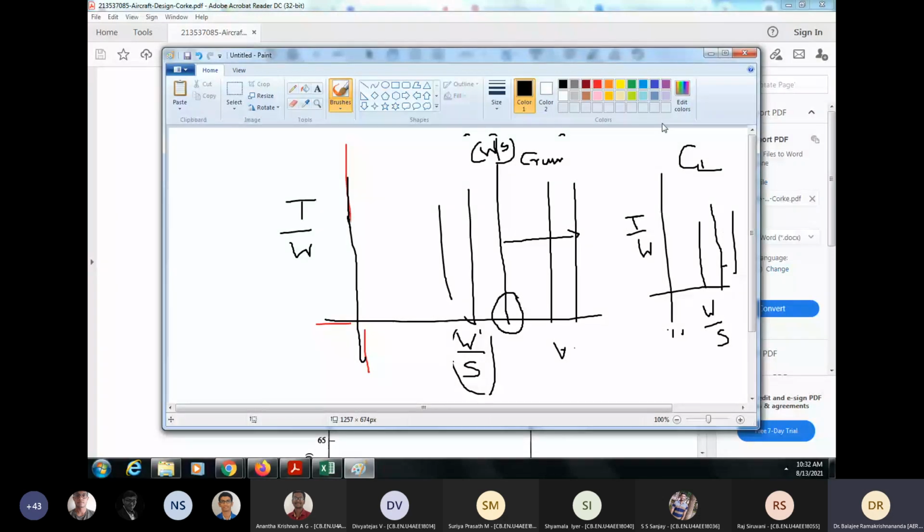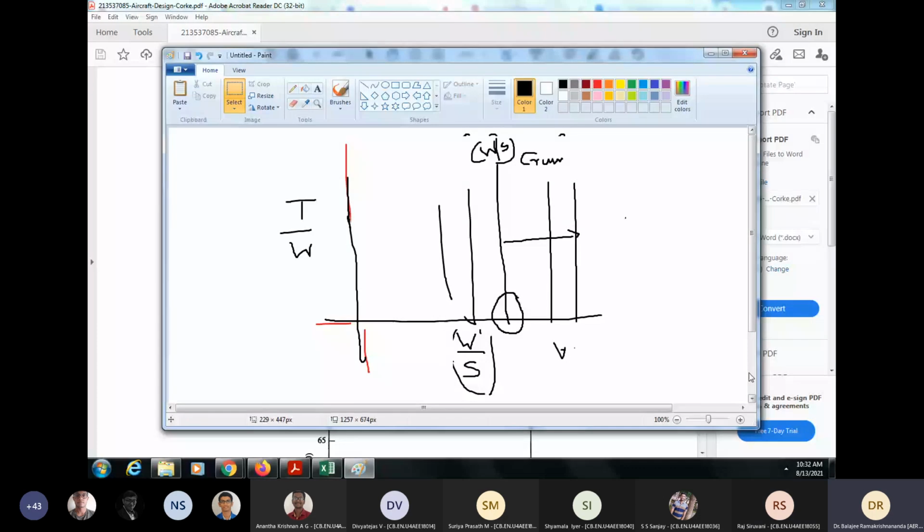Some of them I asked you to plot because in case you run into trouble, you don't have to plot at that point of time. You can plot right now, preparing for any problem later.